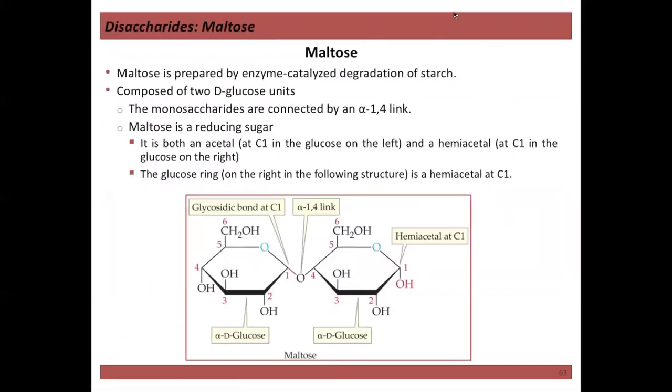So maltose is a linkage that has an alpha 1,4 configuration. And this is actually a linkage that humans can metabolize. So it's actually an enzyme-catalyzed degradation of starch. Starch is a polysaccharide that humans and other animals can digest. And so if you took starch and broke it down into its disaccharide, you would have maltose.